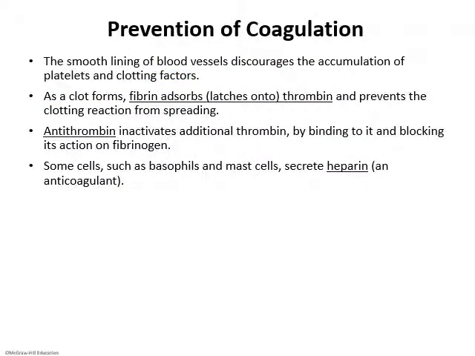Okay, so prevention of coagulation. The smooth lining of the blood vessels is one of the best ways that we prevent having any accumulation of platelets and clotting factors. If a clot does form, the fibrin adsorbs, which essentially means it latches onto the thrombin and builds it right into the clot, so it can't go anywhere else and start another clot forming. And then any thrombin that is left over can be inactivated by what we call antithrombin. And that's just going to latch onto thrombin and prevent it from binding to fibrinogen.